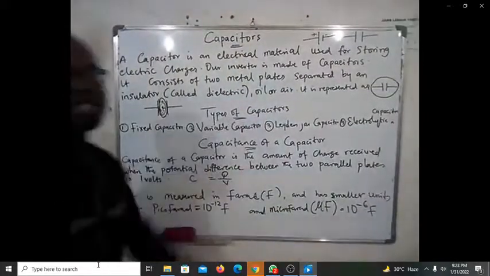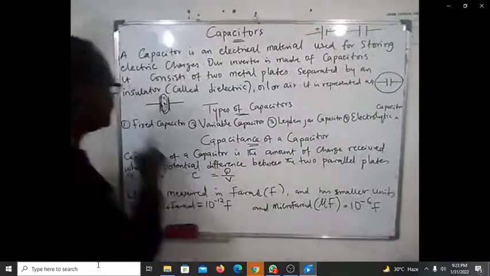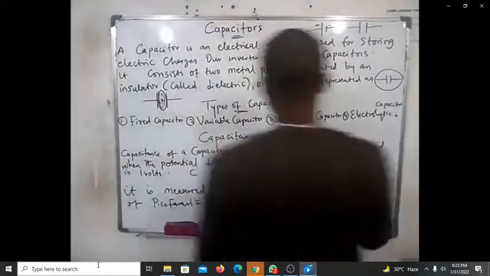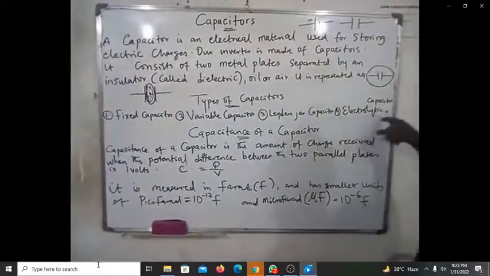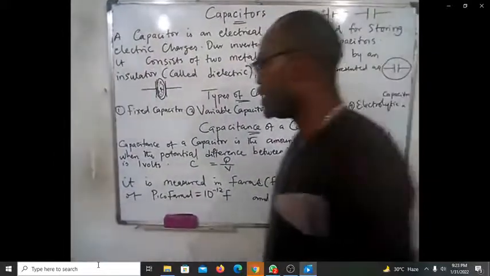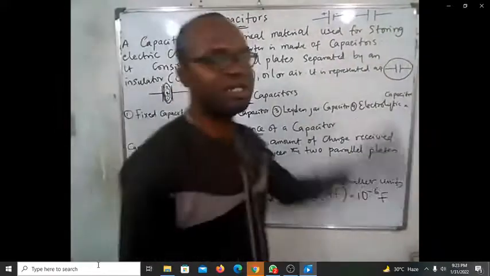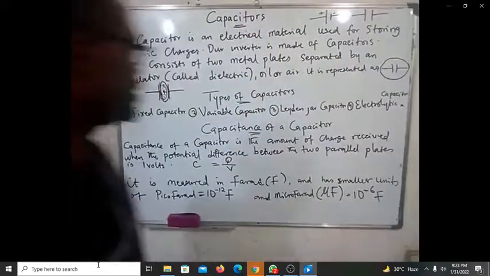Now we have different types of capacitors. We have the fixed capacitor, the variable capacitor, the leyden jar capacitor and the electrolytic capacitor. So we have four types of capacitors: fixed, variable, leyden jar, and electrolytic.